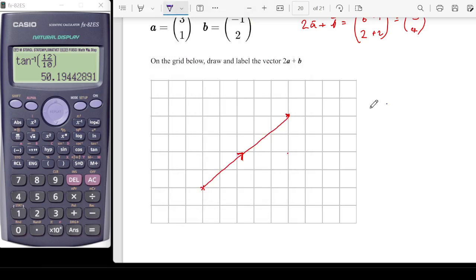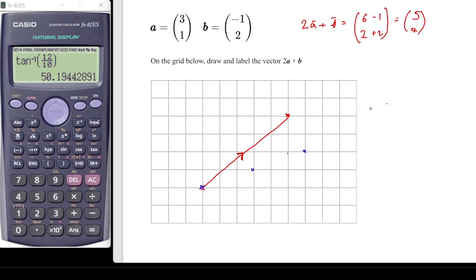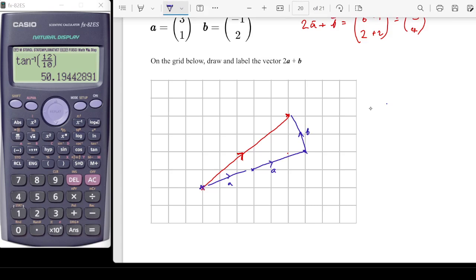Okay, and marks for that then. And actually, I'll do this on here. So we could have started there and said 2 lots of A would have been 3 across and 1 up, and then another 3 across and 1 up. And then B is 1 to the left and 2 up. So we could have drawn it as that if we'd wanted to. A, B, and then that's our resultant vector.